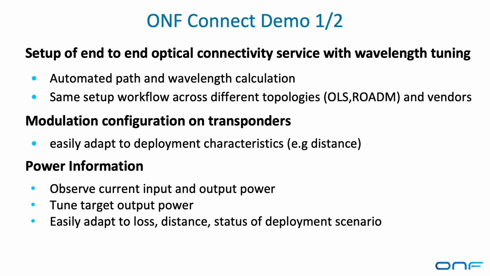Then we can also change the modulation of the transponders through the OpenConfig API in order to easily adopt deployment characteristics such as distance. And then we can also observe and tune the power information, both current input and output power, but change the target output power to adapt to loss, distance, and status of the deployment scenario.